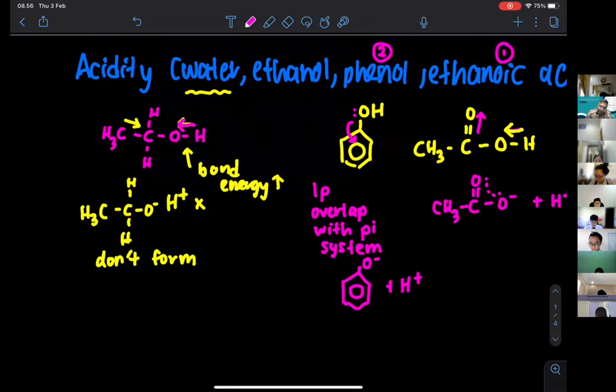If you look at it, if O and H, the electron is supposed to be in the middle. When the electron is being pulled, it will go further away from the H. When it's further away from the H, it's going to be easier to be broken. So something like that.